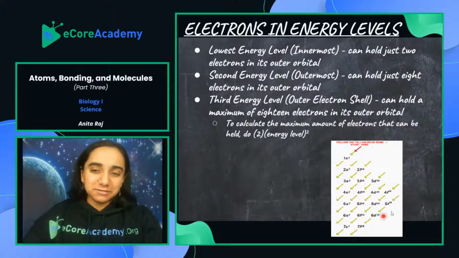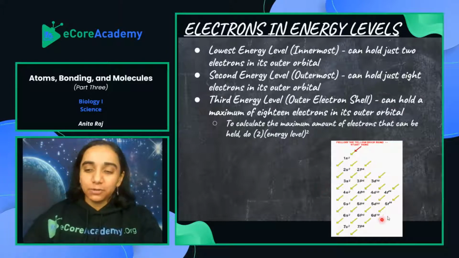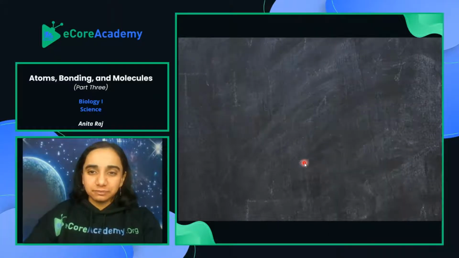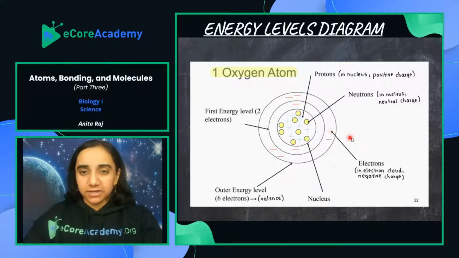I'm not going to go into as much depth because I'm pretty sure you're confused by what I just said. But you'll learn all about this in chemistry. You do a whole chapter on it. But that was just a basic overview of energy levels. So let's just look at this basic diagram of one oxygen atom to better understand energy levels.